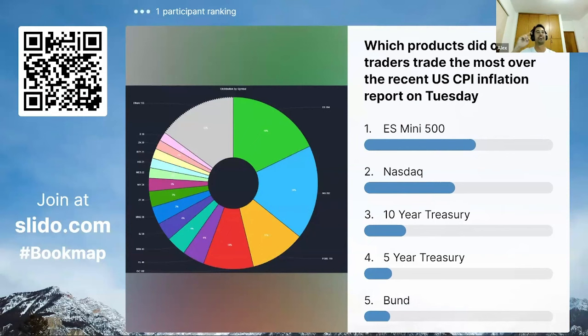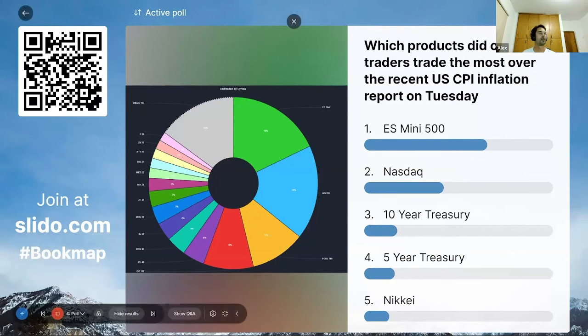That's South Africa, Ditya. So E-mini 500, and I'll tell you, it'll surprise you massively next week which product we make the most money in, because it certainly wasn't in the top three products that we traded. So the most money we made in the US CPI was not in the ES or the NASDAQ or the German Bunds or gold. Something that we'll share with you next week.